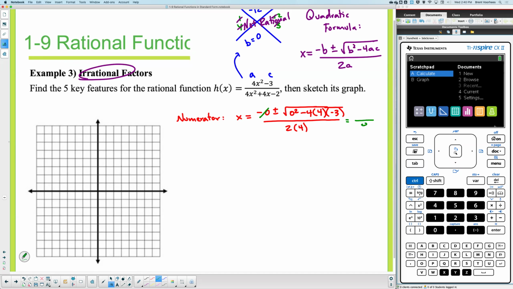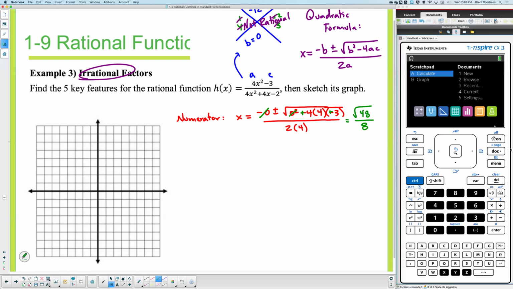The denominator I can see is going to be an 8. It'll be the square root of, what's 0 squared? 0, that goes away. What's negative 4 times positive 4? Negative 16 times negative 3. 6, so it'll become positive. This becomes a positive 48, I hear, and that's correct.